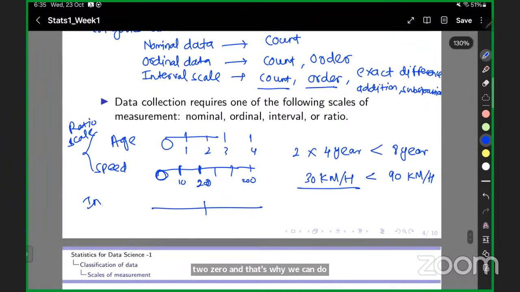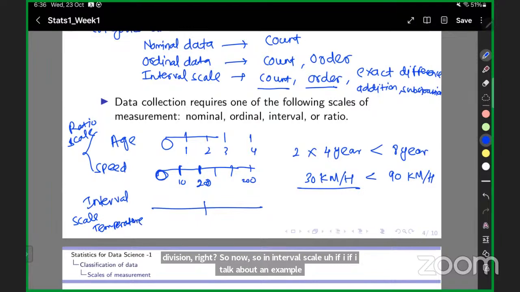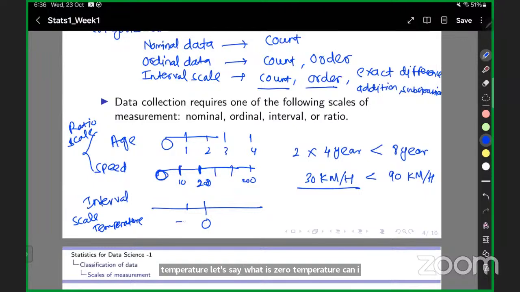So in interval scale, if I talk about an example, let's say temperature. What is zero temperature? Can I have less than zero temperature? Yes, we definitely will, right? -1 degree centigrade, -2 degrees centigrade in, let's say, Russia, -3 centigrade in maybe some other country. So we definitely have -1, -2, -3, right? That's why I don't have a true zero here. I can go less than zero as well.